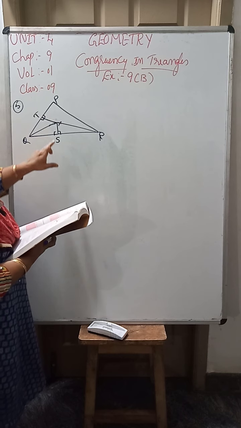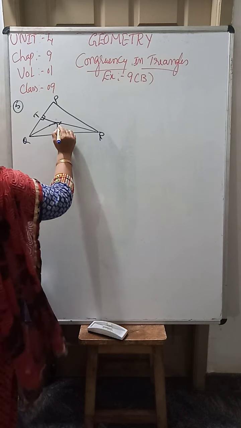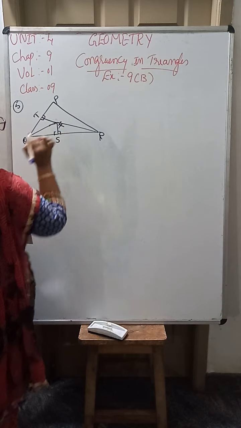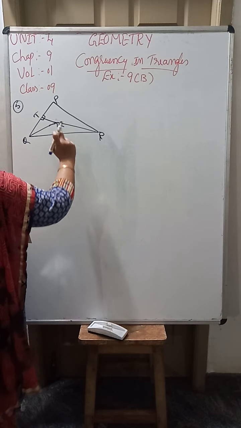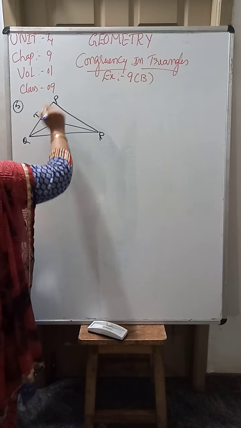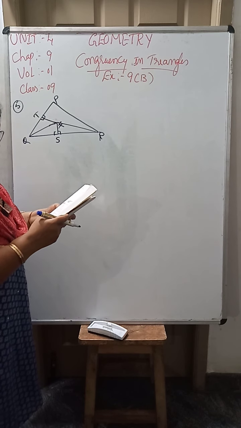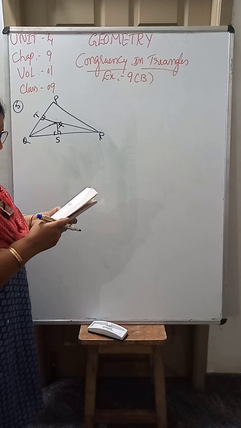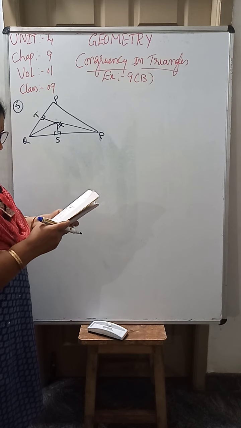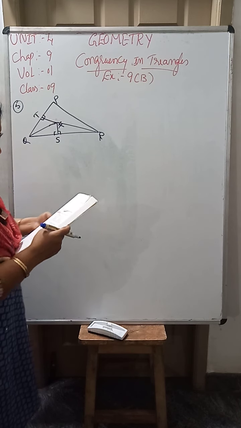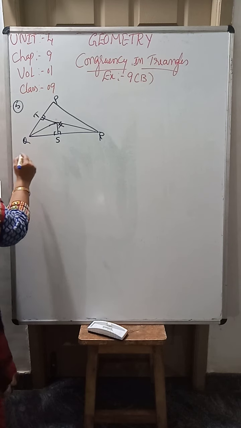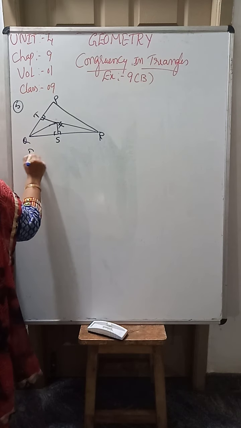XS is perpendicular to QR and XT is perpendicular to PQ. Prove that triangle XTQ is congruent to triangle XSQ and PX bisects the angle P. Let me write down the given and the solution.